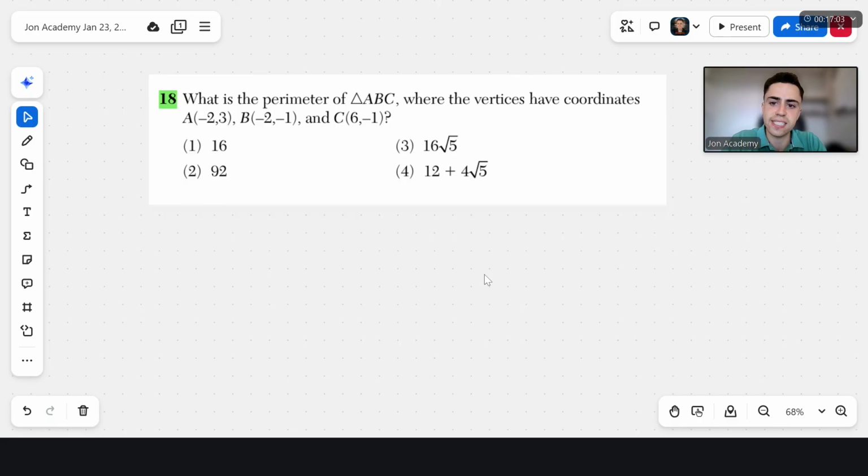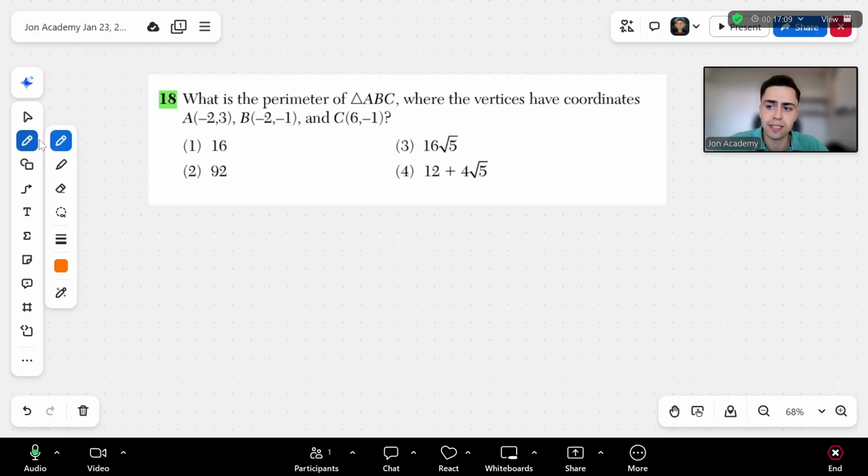So this next exercise is also talking about a triangle, no? And we are asked the perimeter of it. So we can try to draw it first. What we see is that B and C both have the same y coordinate. That means that they both are at the same height, no? So they are in a straight line where both are at a height of -1.